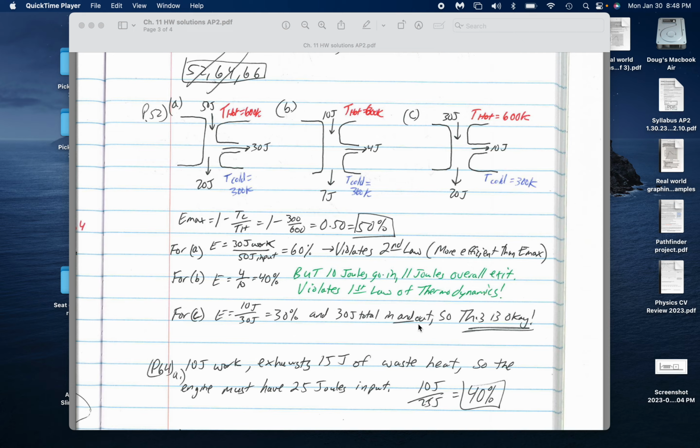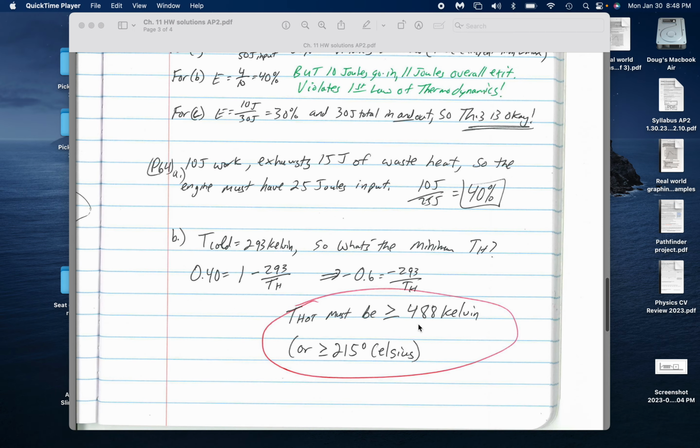So that one's okay. For problem 64, this is asking if you have a heat engine doing 10 joules of work and exhausting 15 joules of waste, what's the engine's efficiency? That total output is 25 joules, so that's your input. You get 10 joules of work done, 25 joules put in, that's a 40% efficiency, what you get over what you pay. And the cold reservoir temperature is 20 degrees Celsius. What's the minimum possible temperature in degrees Celsius at the hot reservoir?